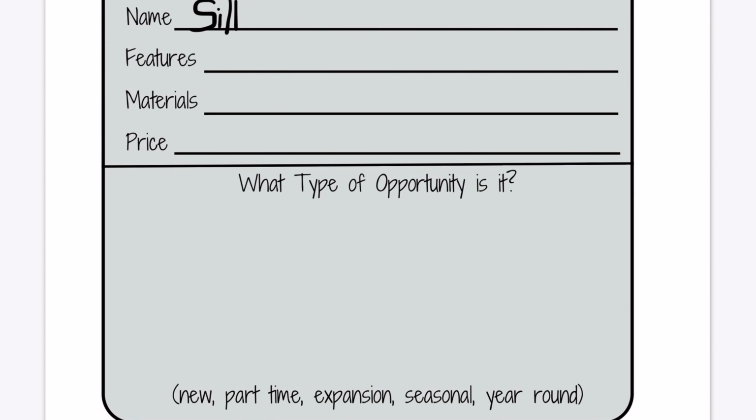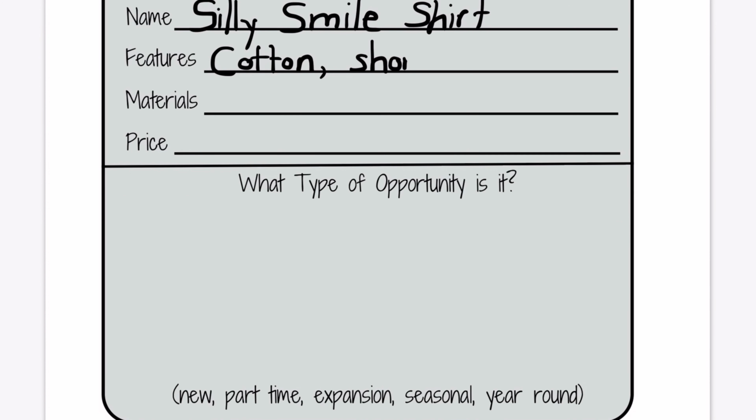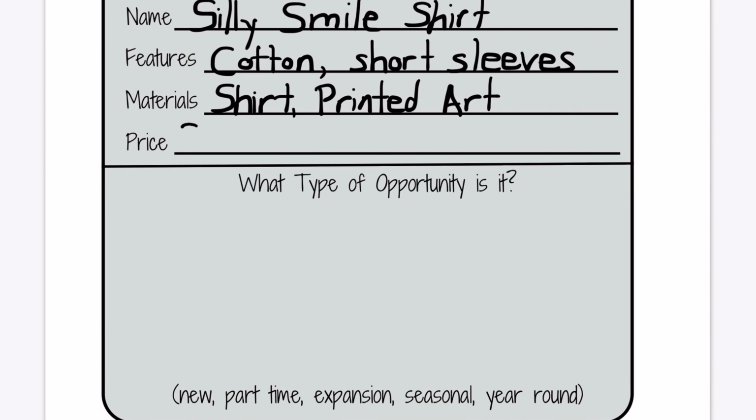Next, we have the products and services. For this example, I used a name called Silly Smile Shirts. Features can include many different things for your product or service, whether it's something that makes it unique, whether it's part of a certain material, or has a certain feature on it. And then materials would be what you need to create it. Or you can use this as materials that the product is made of. In this example, I used materials that I needed to create this shirt.